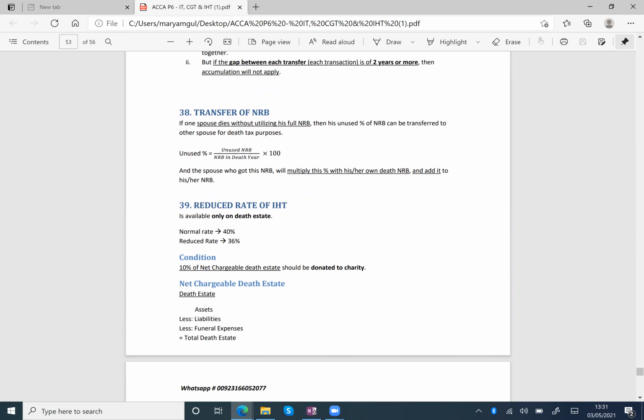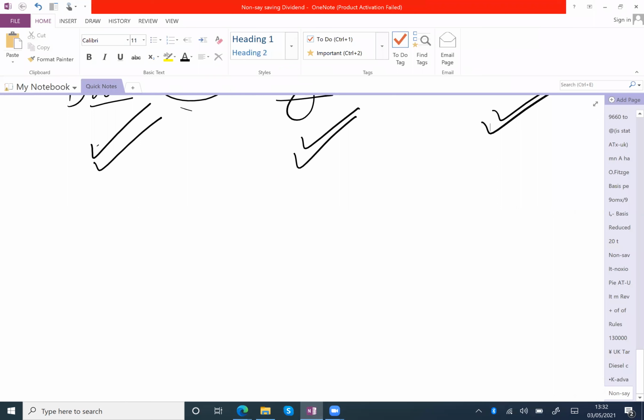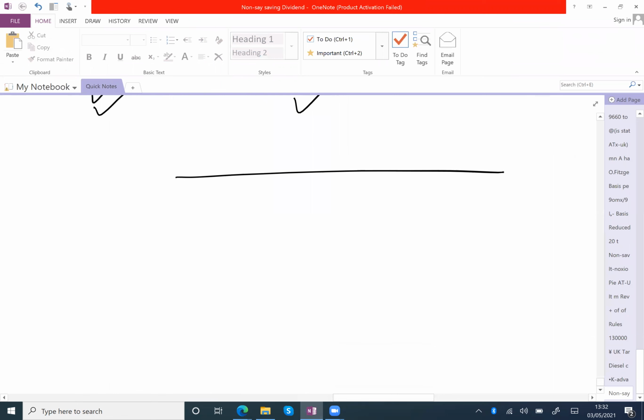So I am talking about the normal £325,000 nil rate band. If one spouse dies without utilizing his full nil rate band, then his unused percentage of NRB can be transferred to the other spouse for death tax purposes. For example, today the husband died, and after 10 years the wife died. Then the wife can use her husband's percentage of nil rate band at the time of her death. The residence nil rate band is only available on death estate.